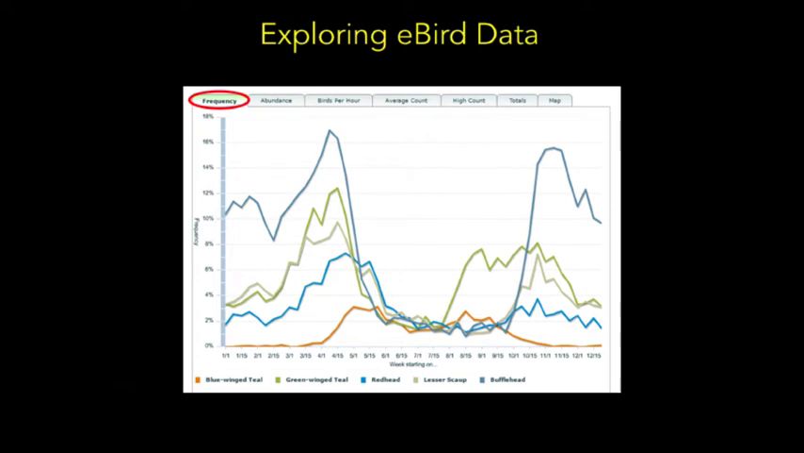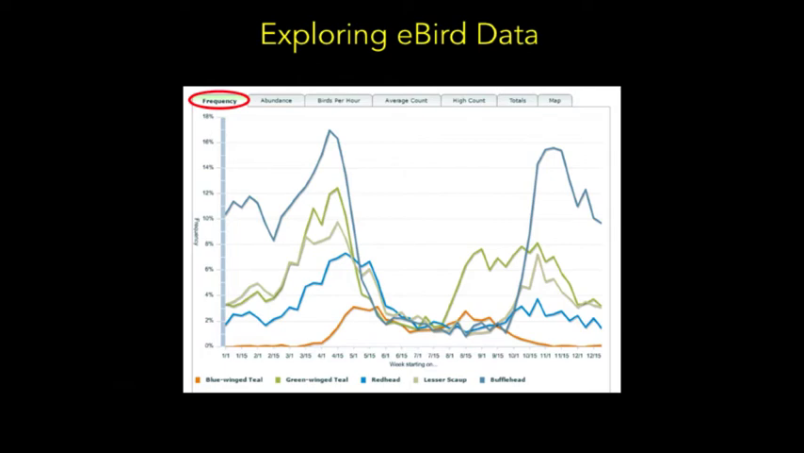Here's blue-winged teal right here. You see this almost can't be found, and then around April 1st, middle of April, here comes some blue-winged teal. And then they're kind of around, and then they disappear in the fall again. Green-winged teal, colors are a little bit too similar for my eyeballs from here. I think it's this one. Redhead is one of these blue lines. Anyway, you get the idea.